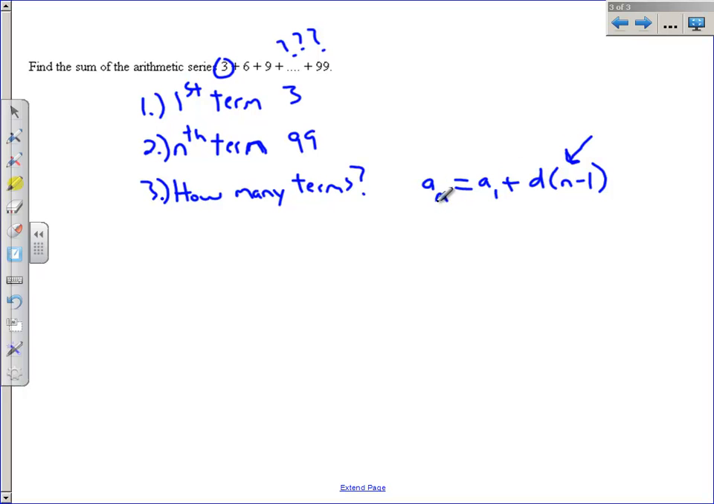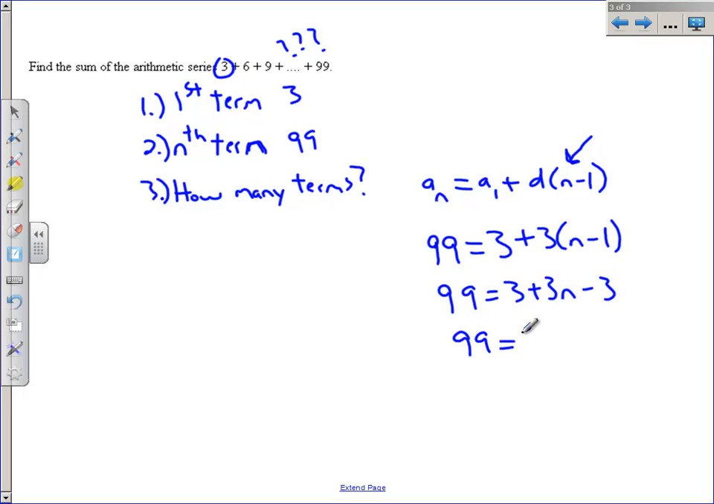So a sub n, which is the last term, is 99, and 3 is the first term. The common difference is 3 to 6 to 9, we're adding 3 each time. So d is 3. And what I really want to know is how many terms we have. So let's do a little math here. 99 equals 3 plus 3n minus 3. So 99 equals 3n, so n is 33. That's how many terms I have.